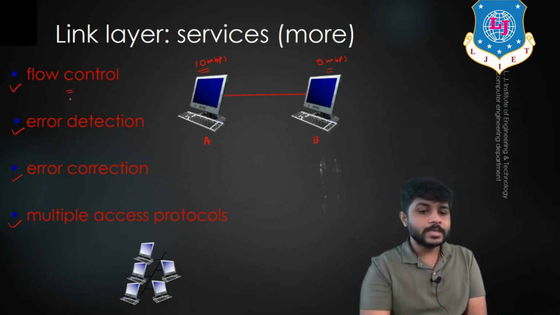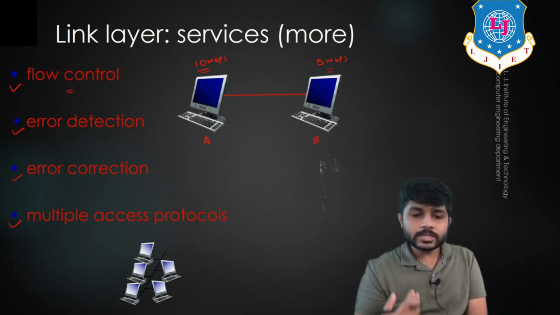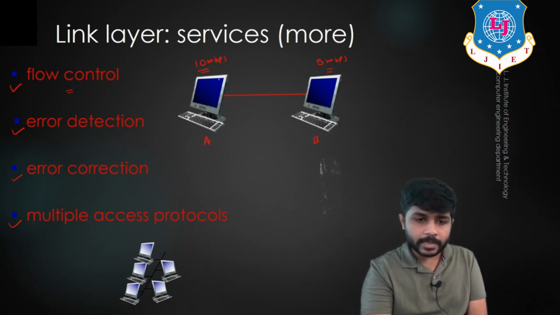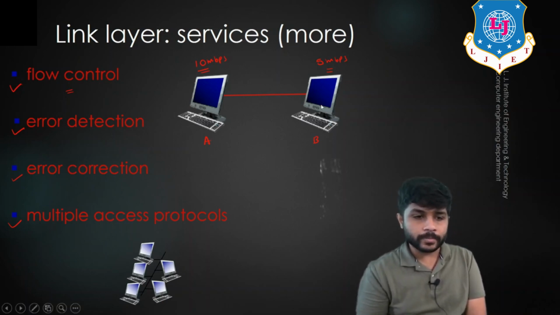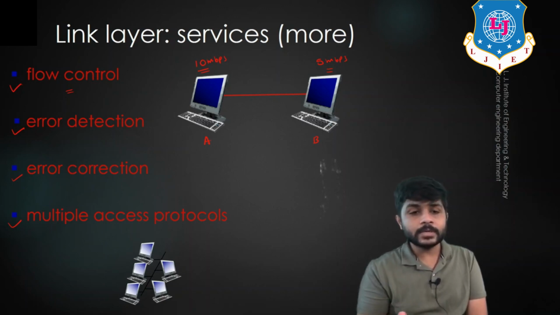Flow control means device A, the sender, should be sending data at the rate at which the receiver is able to receive. If the sender sends data at 5 Mbps, in that case there will be no problem. So it is the responsibility of the data link layer to send data at a particular rate so that the sender and receiver can communicate properly.